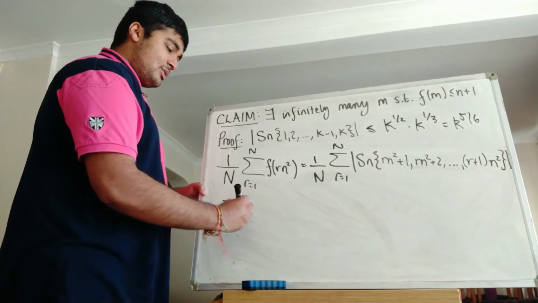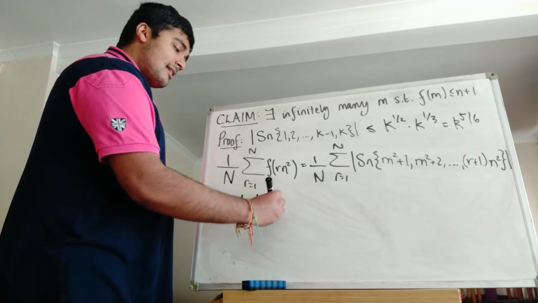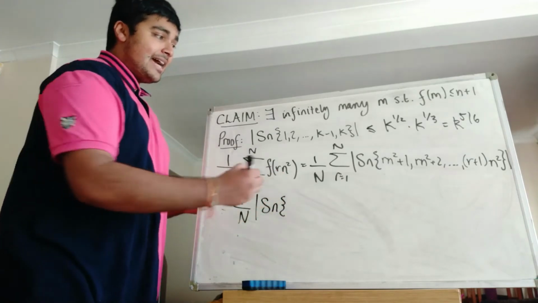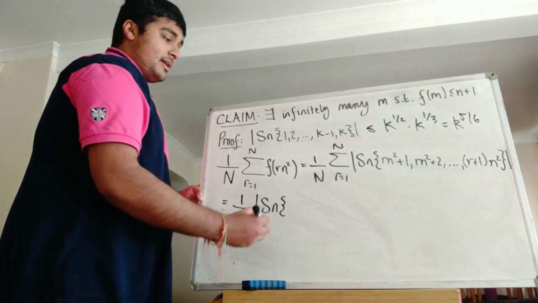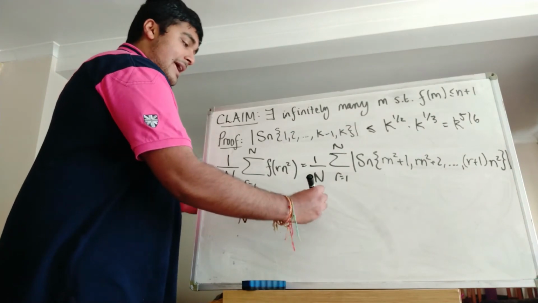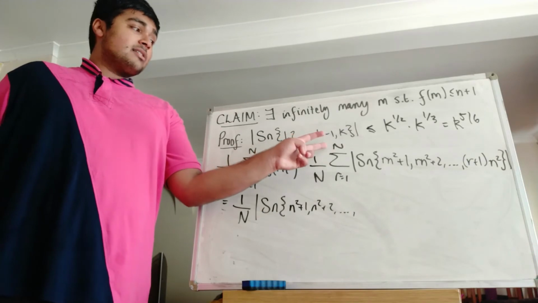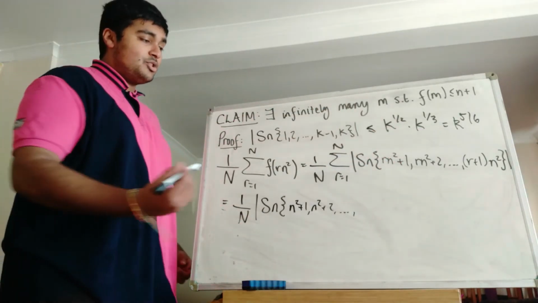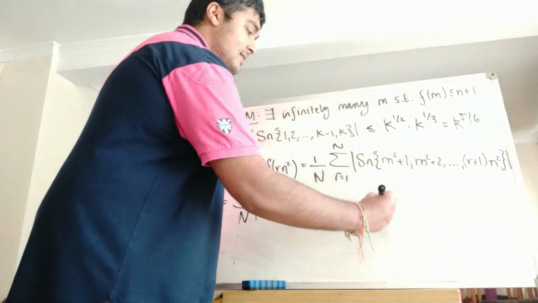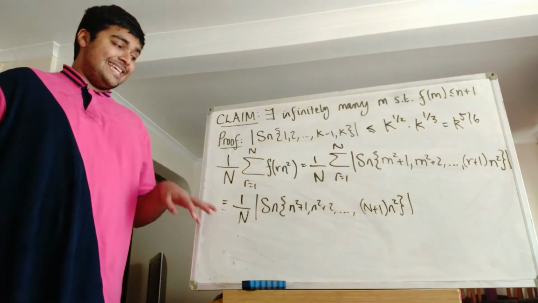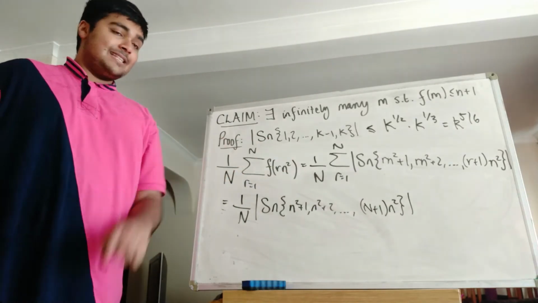So this is just equal to 1 over n times the cardinality of S intersect... Now plug in r equals 1, so we're going to get n squared plus 1, n squared plus 2, and so on, all the way up to this final value of r. So when r equals n, the last term there will just be n plus 1 times n squared, like so. So this thing here is just equal to 1 over n times this guy here.